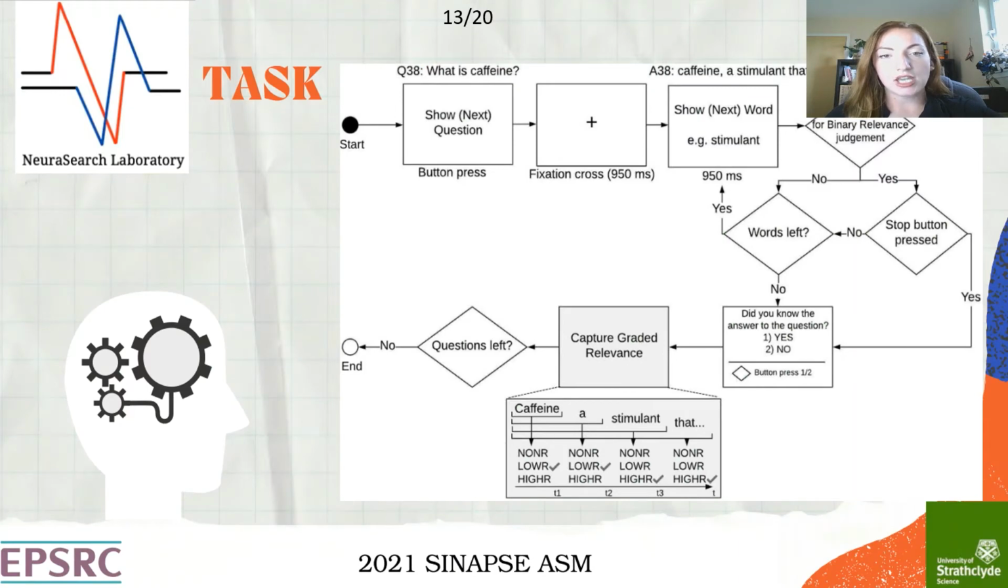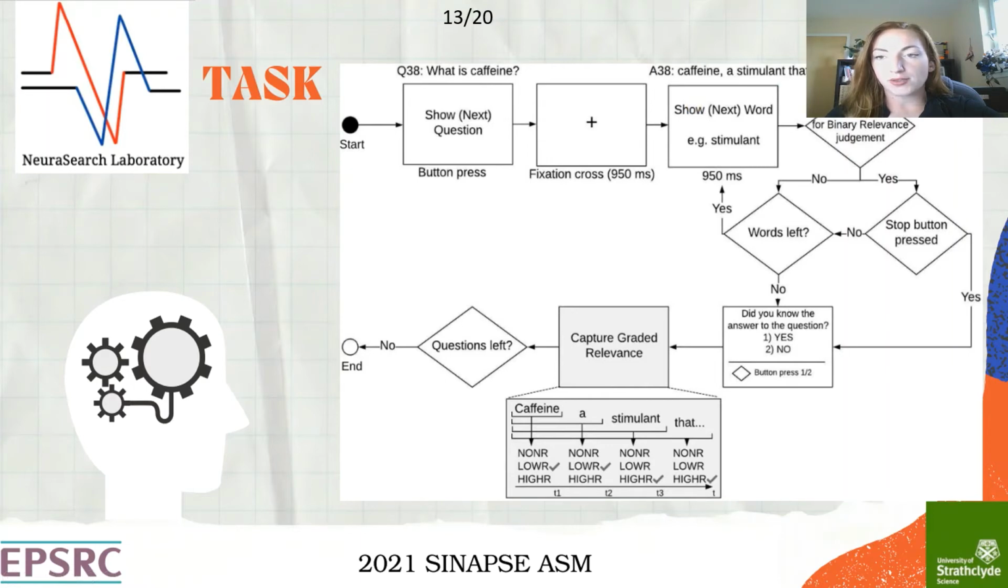In terms of task, participants would see a question, then they would see a fixation cross indicating where the individual words of the answer would appear, and then they would see the answer presented word by word. We presented the answer word by word because we wanted to minimize eye-related artifacts.